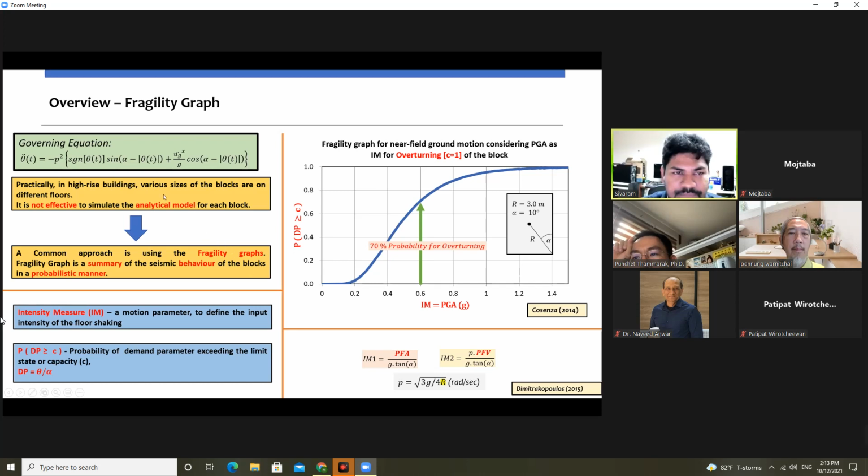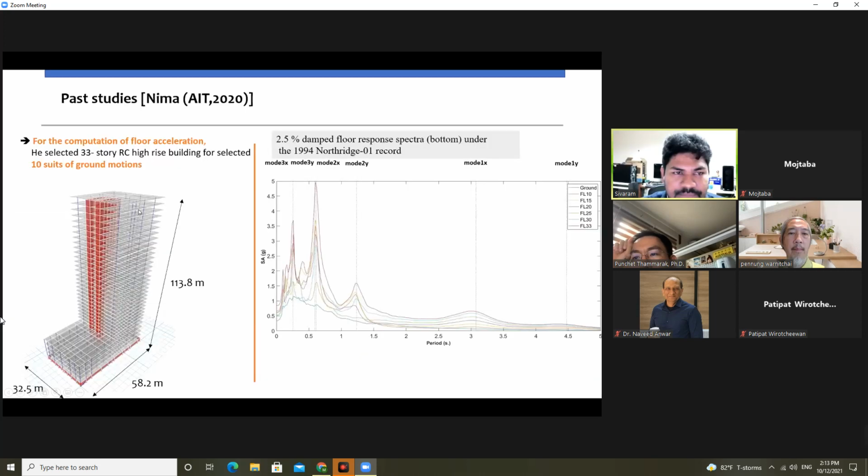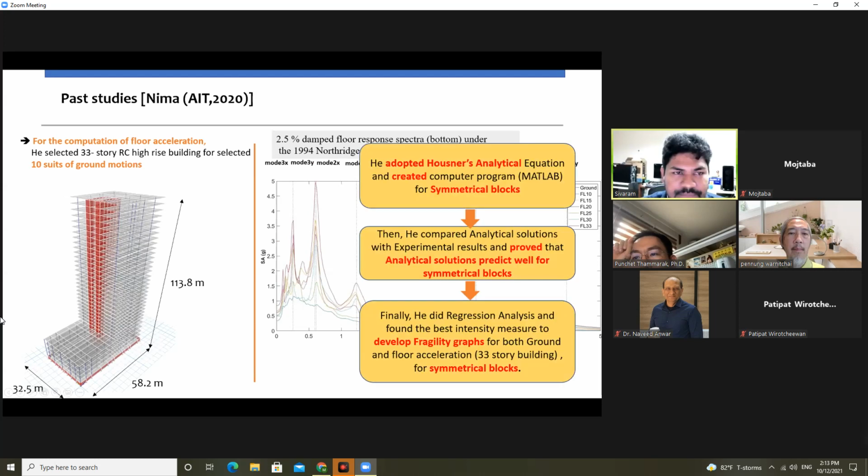Then, in continuation of the last slide, here is a researcher named Nima. He adapted Housner's analytical model for the symmetrical block, and he compared the analytical solution and experimental results, and he proved that the analytical solutions predict well for the symmetrical block. And he finally did regression analysis to find the best intensity measure to develop the fragility graph for both ground and floor acceleration for one building only. And he considered only the symmetrical block.